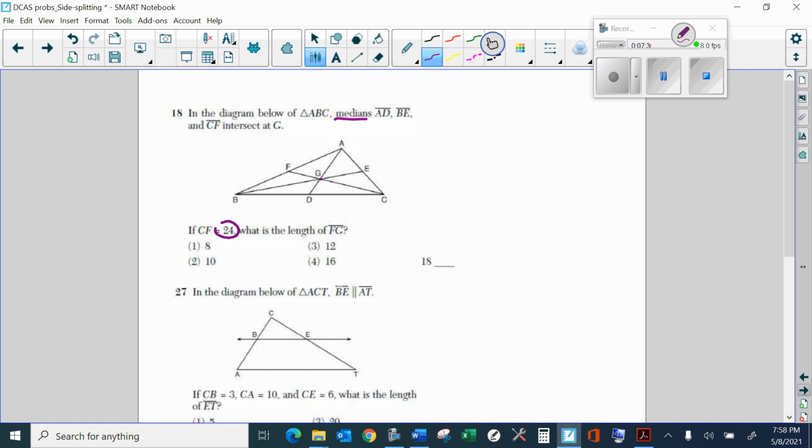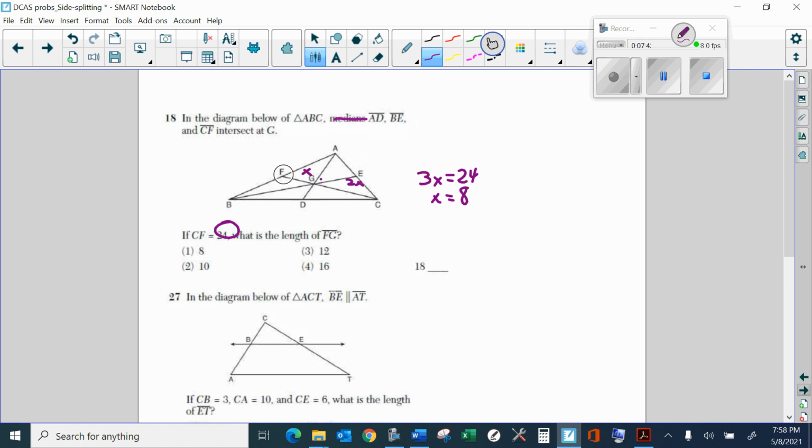CF, the whole thing is 24. Remember, that's 2x, and that's x, so it's a total of 3x, the whole length. So 3x equals 24, which makes x equal to 8. That makes this 8 and this 16. What's the length of FG? 8.